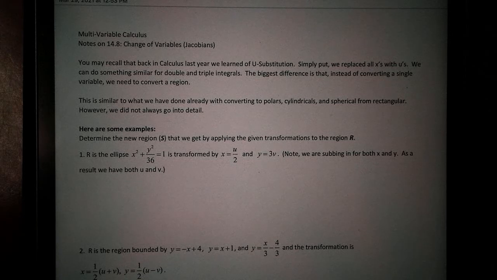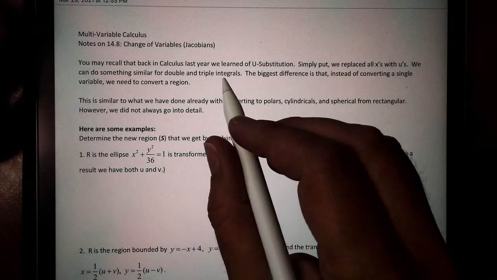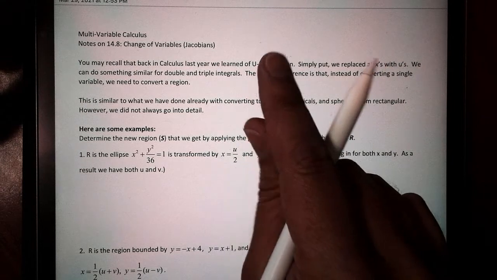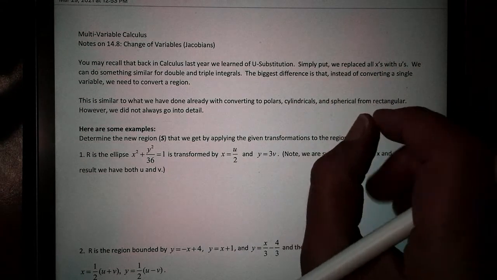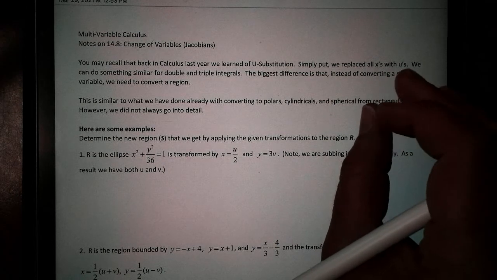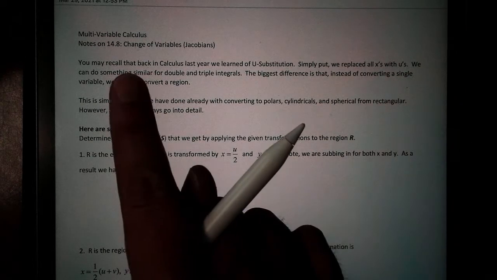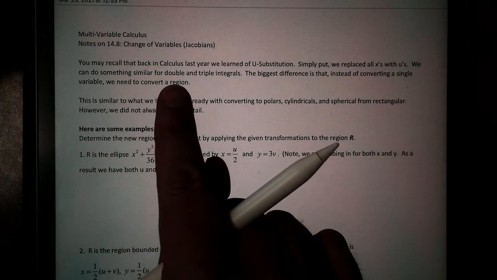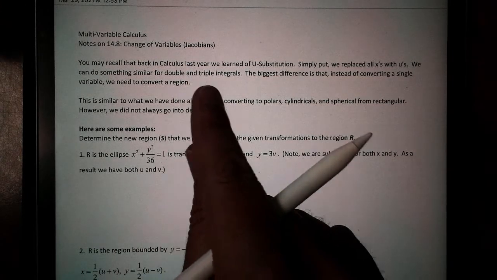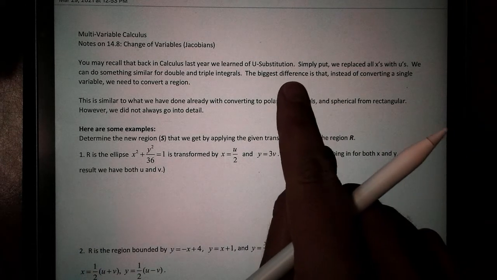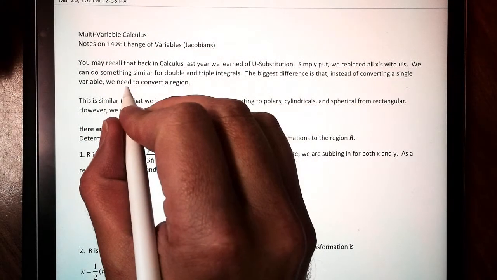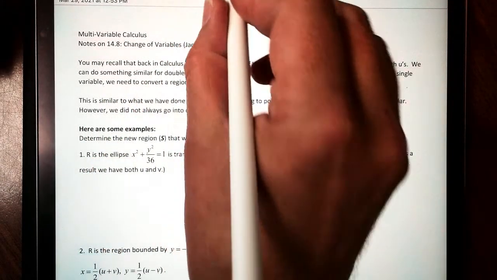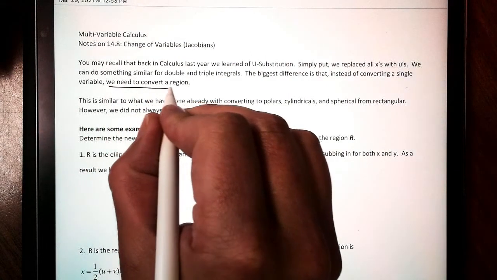Hi, welcome back. You may recall last year in calculus we learned an integration technique called U-Substitution. Simply put, that's where we replace all the x's with u. We can do something similar for multivariable calculus, for double and triple integrals. The biggest difference is that instead of converting a single variable, we are going to convert an entire region.